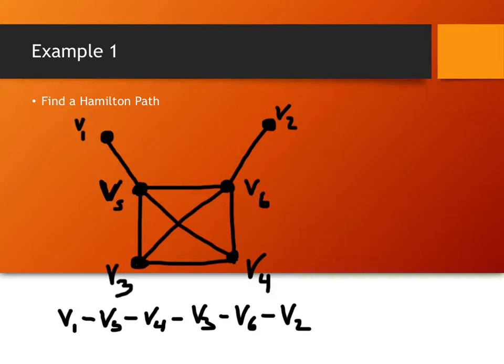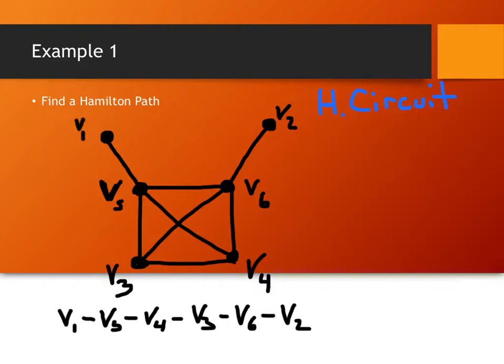Now I want you to notice something about this: if I was going to find a Hamilton circuit, I couldn't do it. In order to find a Hamilton circuit, you'd have to find a way to trace back up to V1. And the trouble with that is once you've passed V5, you can't use V5 again. So trying to trace back up to V1 is not going to work.